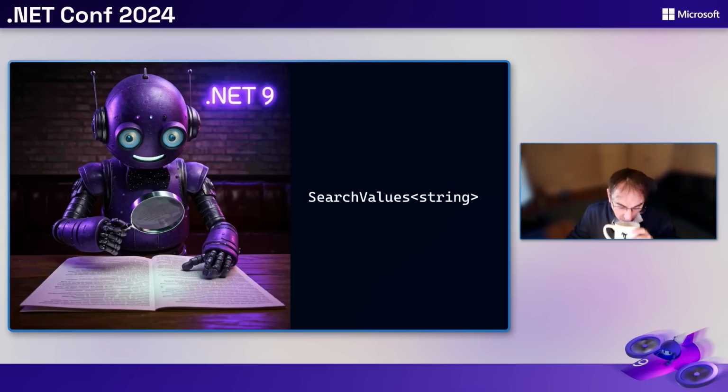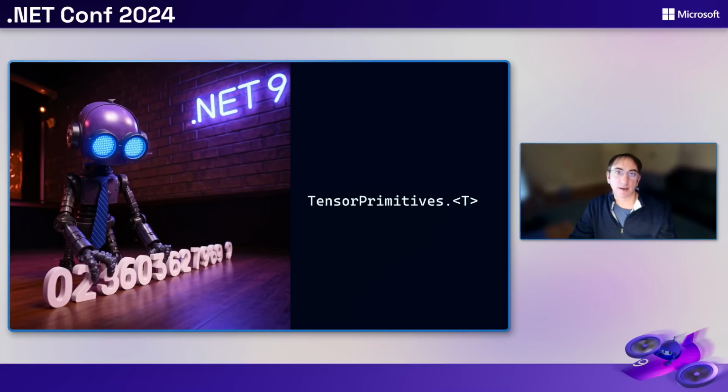All right. So that was SearchValues of string. Let's look at one more. And one more, but really this is hundreds more. And that is a type called TensorPrimitives.